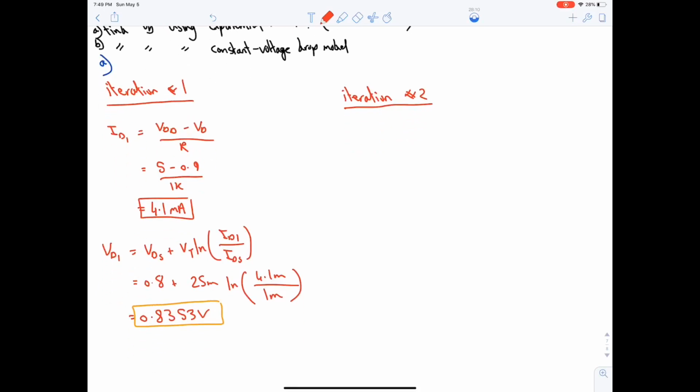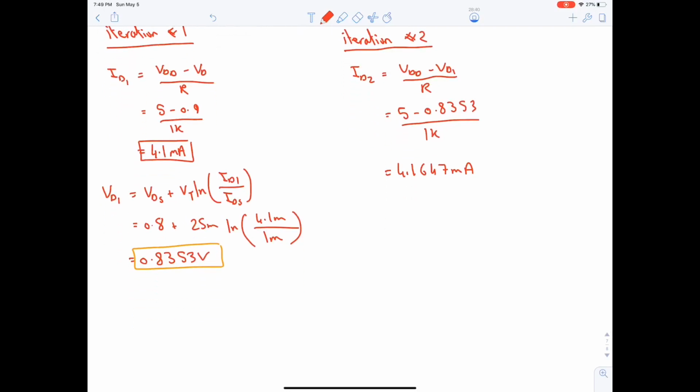For iteration number 2, ID2 is equal to what? It's equal to VDD minus VD1 divided by R. So it will be 5 minus 0.8353 divided by 1K. 5 minus answer divided by 1K is equal to 4.165. Let's put it as 4.7 milliampere.